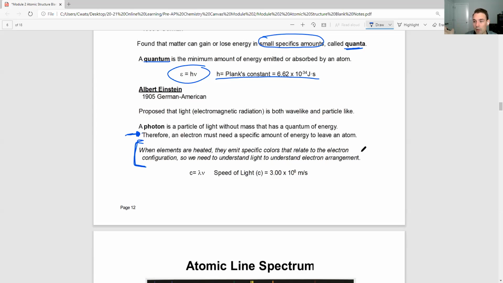That's going to be fireworks. You've all seen fireworks before, so that's the reason why, and we can go more into that in a second.